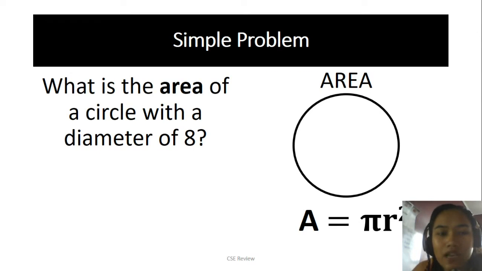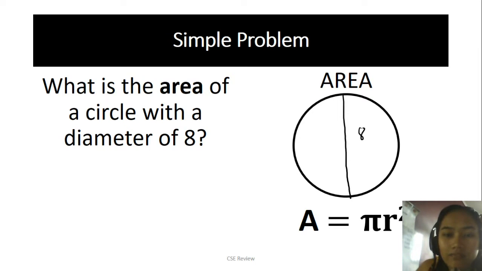For example, ito sabi, what is the area of a circle with a diameter of 8? So, ang diameter niya daw is 8. The first thing you need to figure out, and kailangan kayong mag-ingat, is kung ano yung binibigay sa problem. If you need to draw the circle, that's the safest bet. Again, diameter is 8. Ngayon, ang hinahanap ay area ng circle. Ang formula ng area ng circle is pi r squared. Ang binigay, diameter, hindi pa radius.